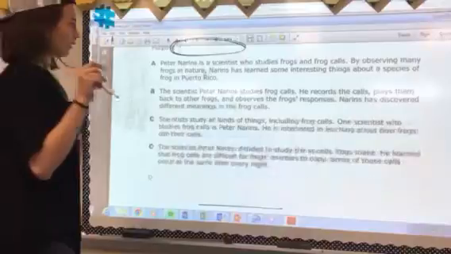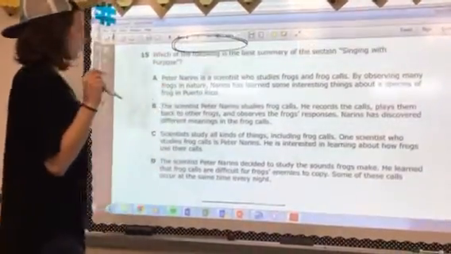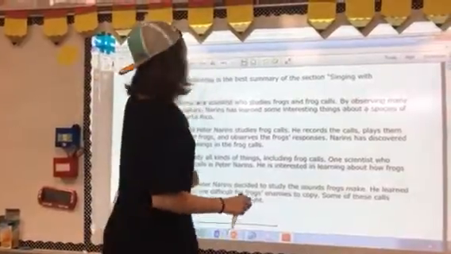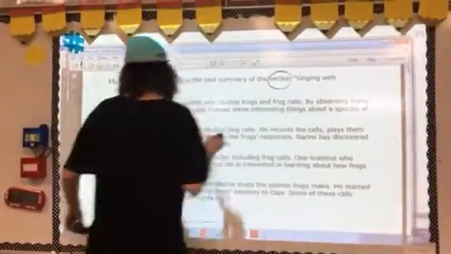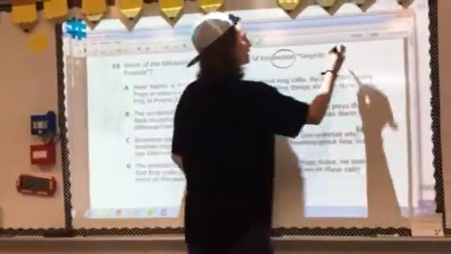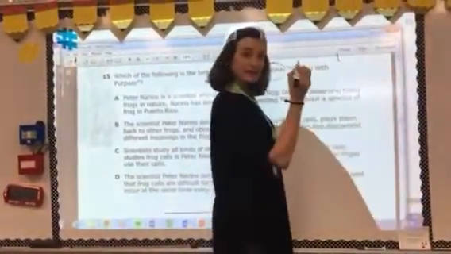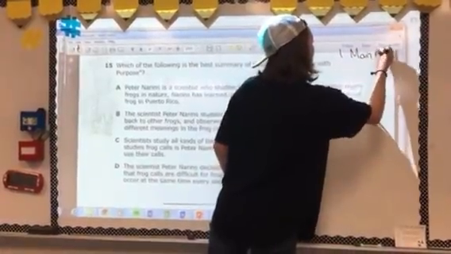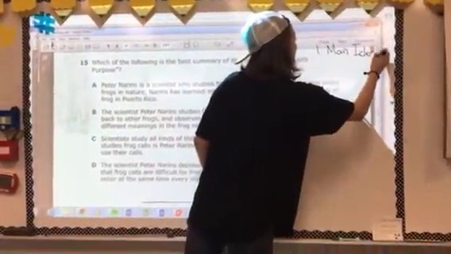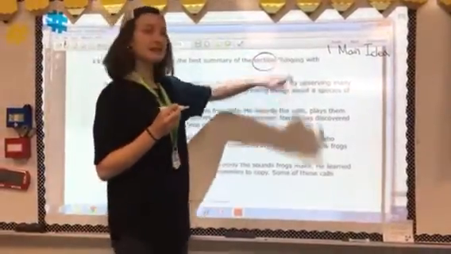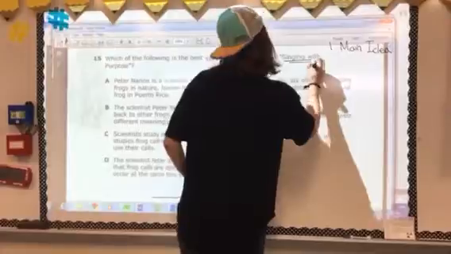If we scroll back down to our question, here we are. Which of the following is the best summary of the section? Now, we know when we're summarizing informational text, the very beginning, the first sentence of our summary, should be the main idea. Now, we know finding the main idea can be a little tricky, but here we've got our heading to help us out. Singing with Purpose.